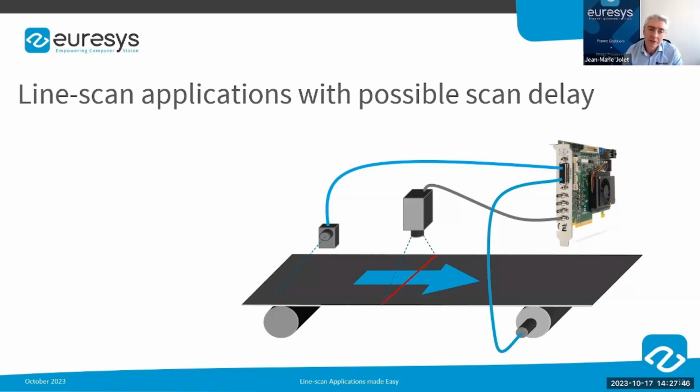To achieve this, Euresys frame grabbers are equipped with delay tools that introduce a delay between the object detection and the start of the scan. In the case of a line scan application, this delay is expressed as a number of encoder ticks, which ensures that any speed variation, of course, is taken into account.